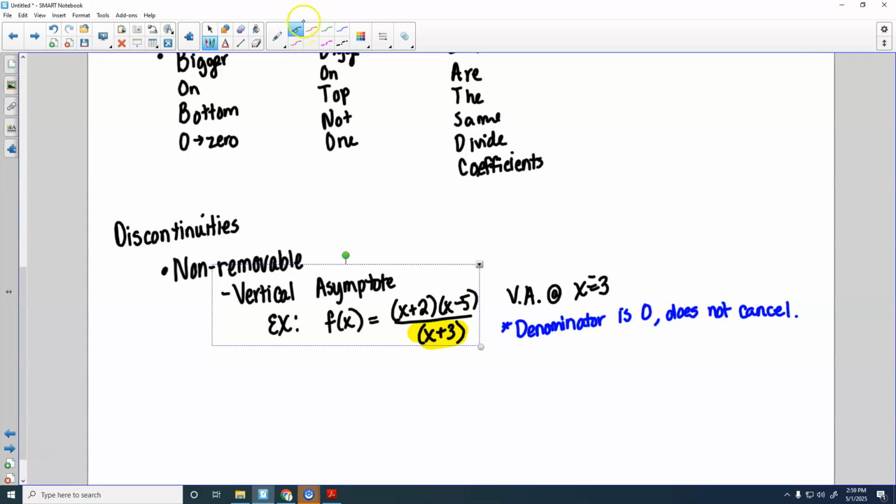The other type of non-removable that you might get would be a jump. And there's a couple examples of where you're going to get a jump in the graph. One example would be a piecewise that does not connect.